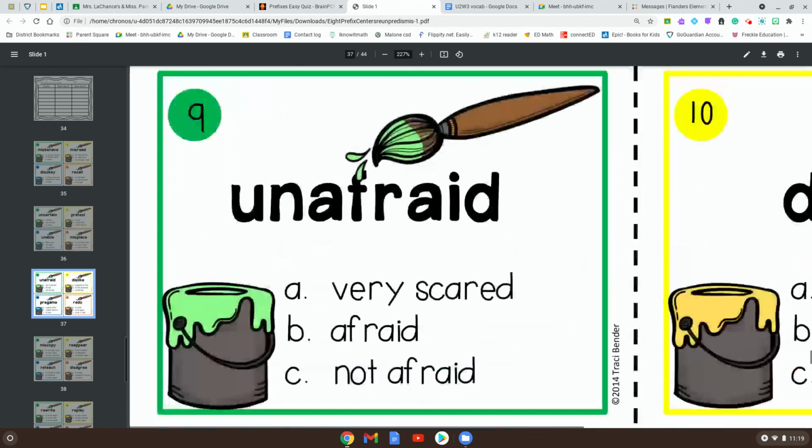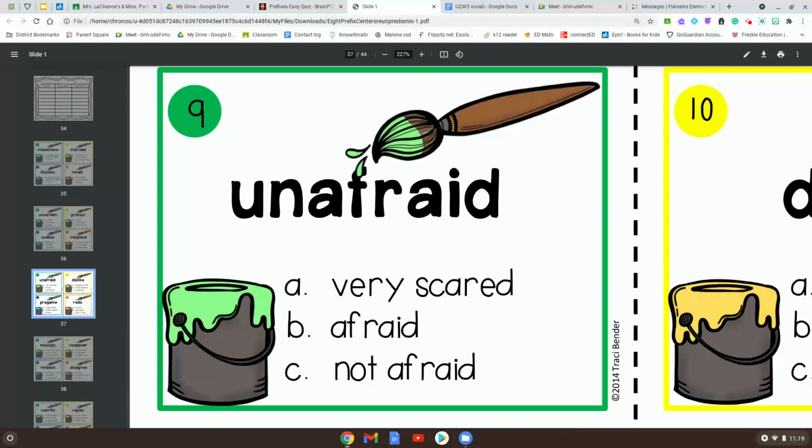2 more. Unafraid. When you're unafraid, are you very scared? Are you afraid? Or are you not afraid at all? Afraid is our root word, and un is our prefix. Un is the prefix meaning not, so it would mean not afraid.